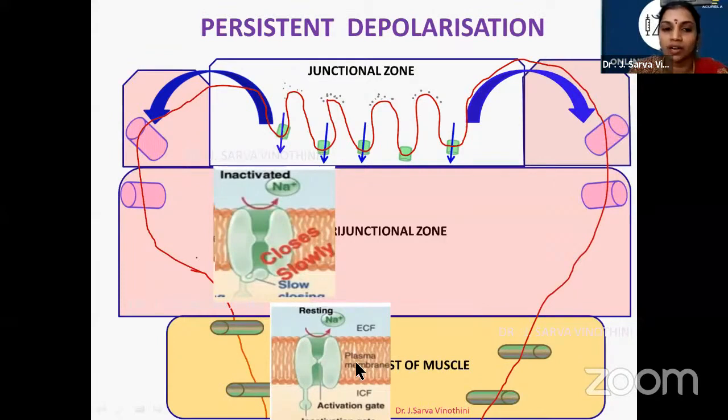So this is how the contraction occurs. But after this, what happens? Here comes the difference between succinylcholine and acetylcholine. After this, what happens? If it's acetylcholine, it would have been degraded here by the acetylcholinesterase enzyme. But because this is not acetylcholine, this is succinylcholine.